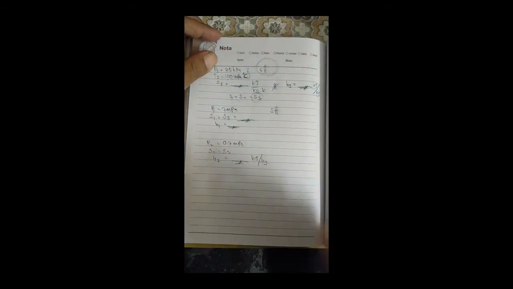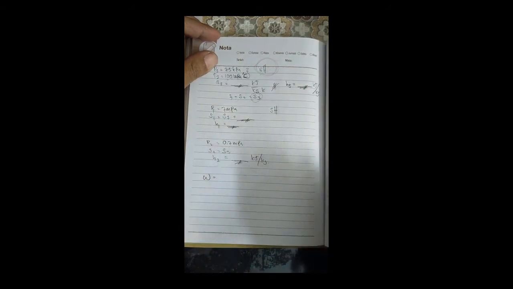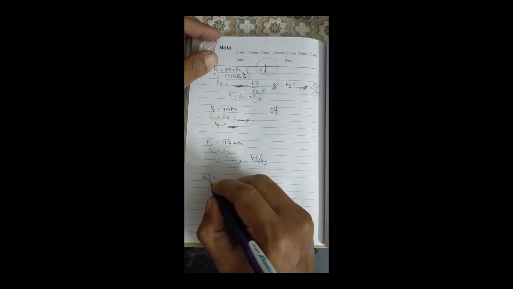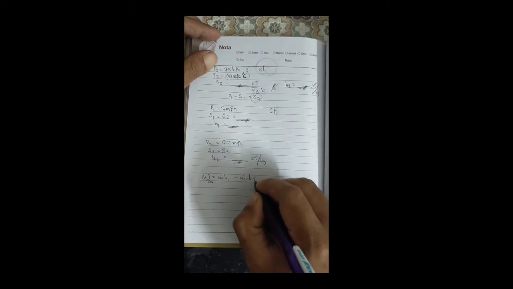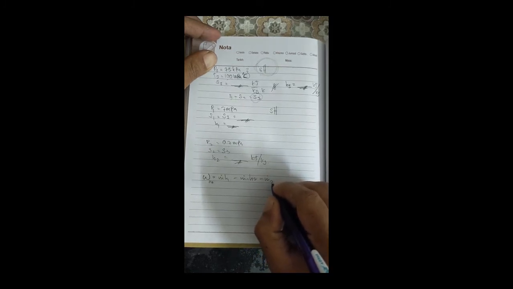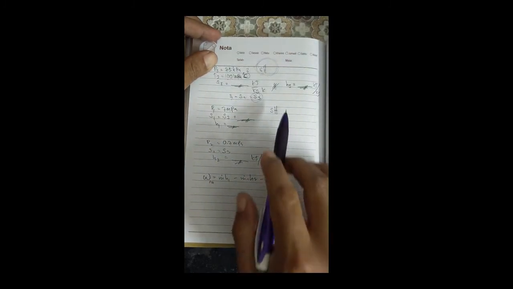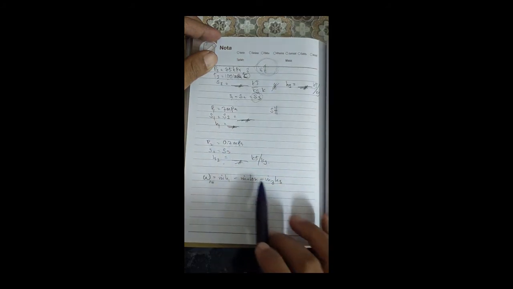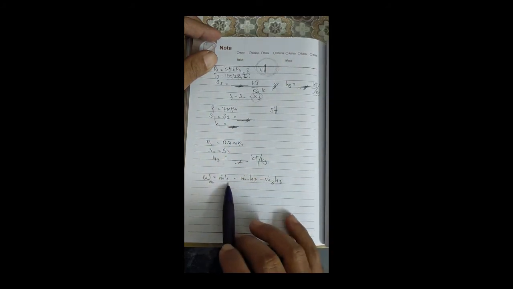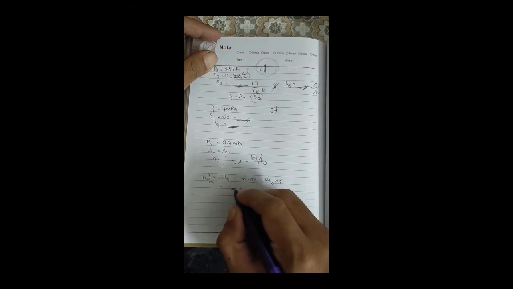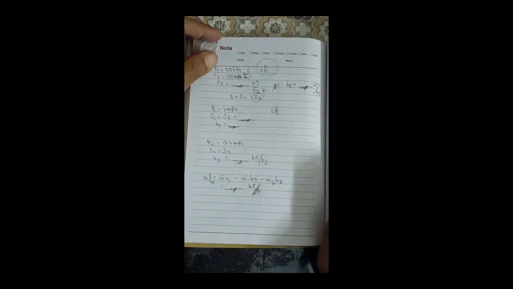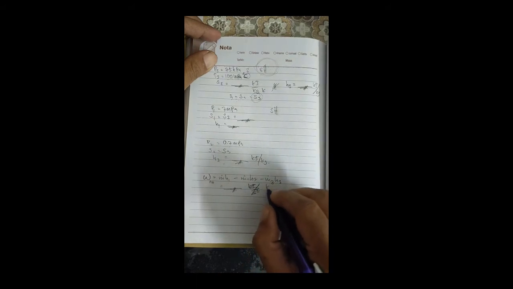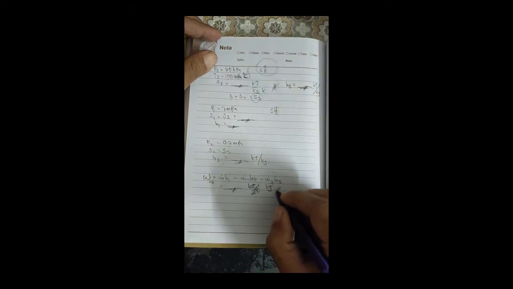So the total work: work out is m dot 1 H1 minus m dot 2 H2 minus m dot 3 H3. We have all the enthalpies, so we can substitute into the general equation. So we got the answer in kilojoule.